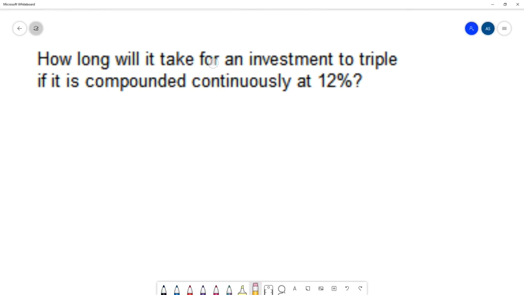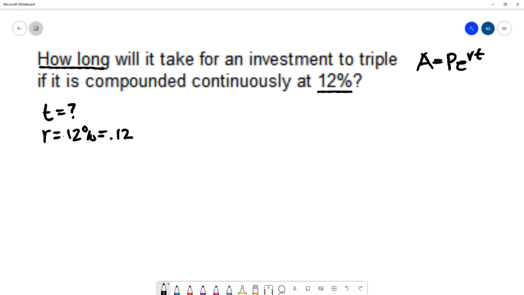How long will it take for an investment to triple if it's compounded continuously at 12%? Now the wording in the problem, that the interest is compounded continuously, tells us to use the formula A equals PE to the RT. The way the question is phrased, how long, tells us that we're going to be solving for time. Our interest rate is 12%, and we'll write that as a decimal, 0.12.